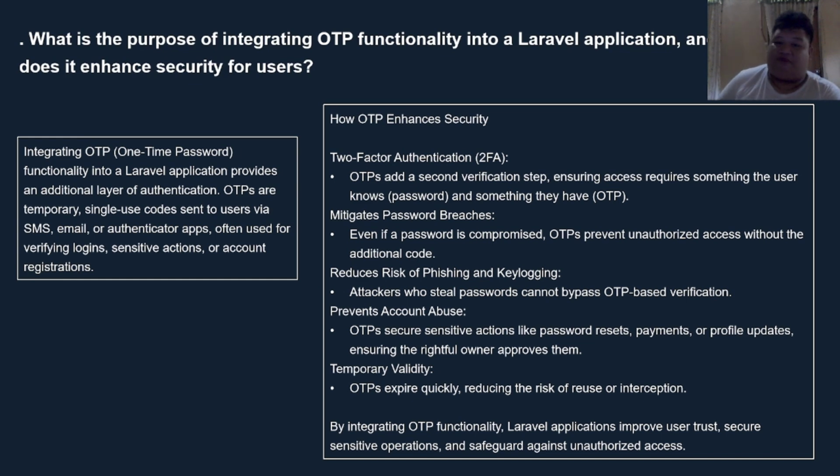Two-factor authentication, or 2FA: OTPs add a second verification step, ensuring access requires something the user knows, the password, and something they have, the OTP. Mitigates password breaches: even if a password is compromised, OTP prevents unauthorized access without the additional code. Reduces risk of phishing and key logging: attackers who can steal a password cannot bypass OTP-based verification.